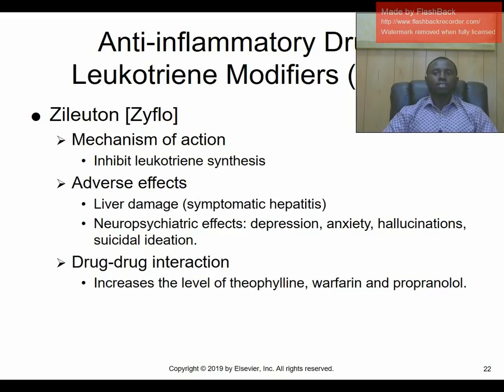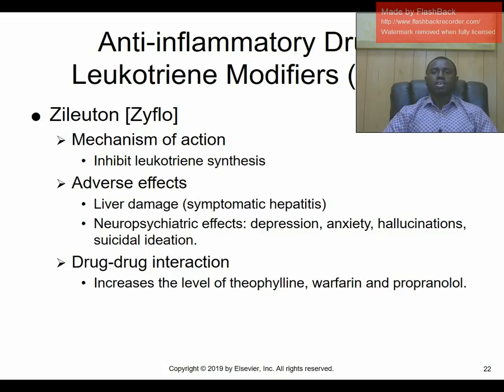Adverse effects of Zyflo include liver damage. So you will see symptoms of hepatitis, and this will be identified by increases in AST and ALT, both of which are produced in the liver. We've already talked about the neuropsychiatric effects, but you should monitor for depression, anxiety, hallucinations, and suicidal ideation for the client who is taking Zyflo.